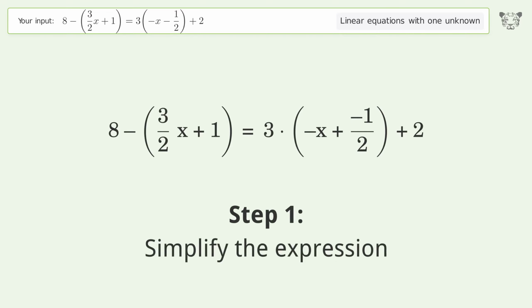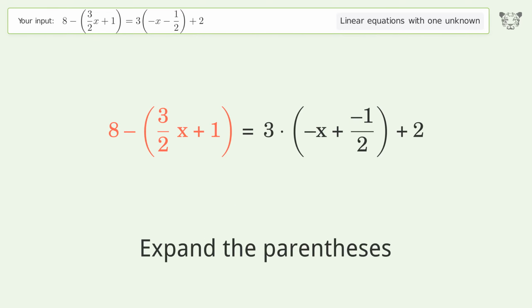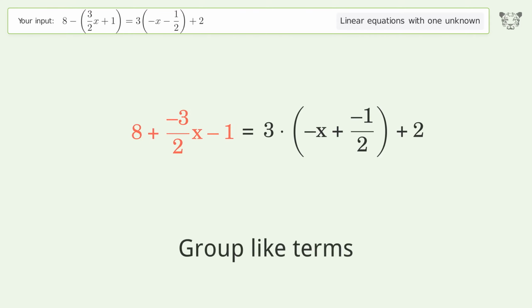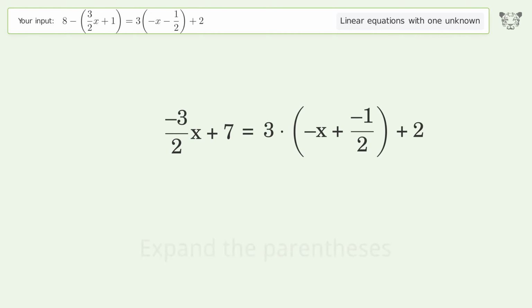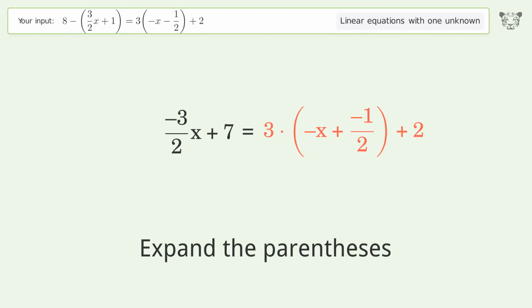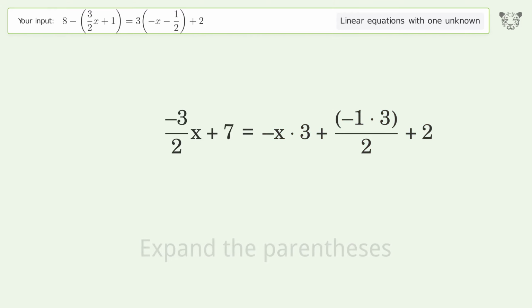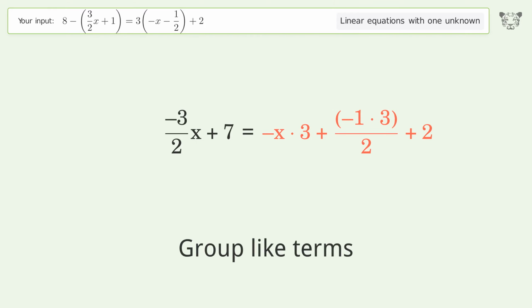Simplify the expression. Expand the parentheses. Group like terms. Simplify the arithmetic. Expand the parentheses. Group like terms.